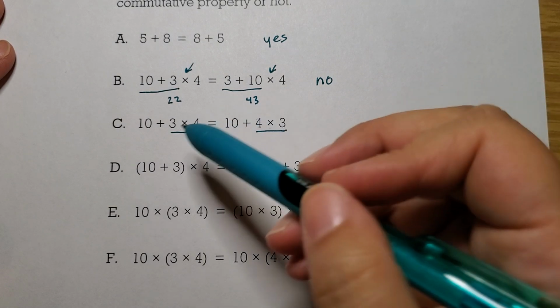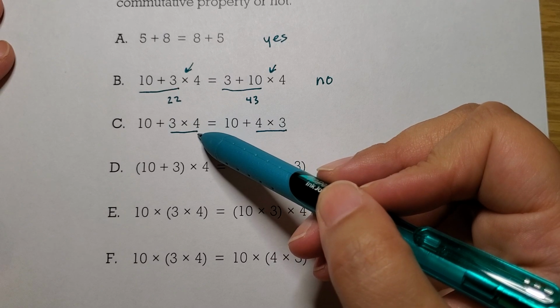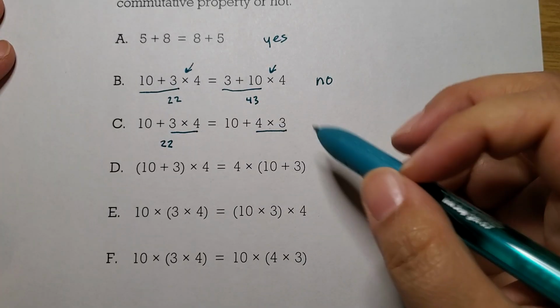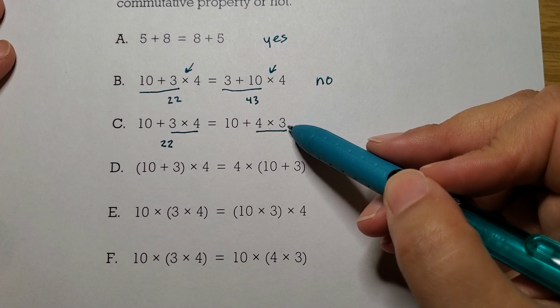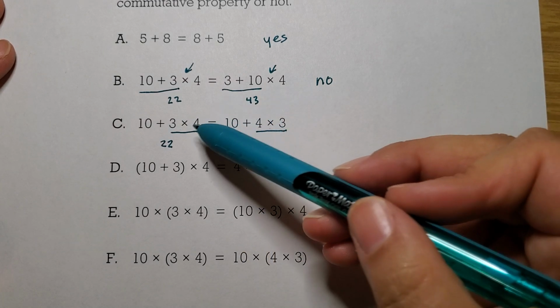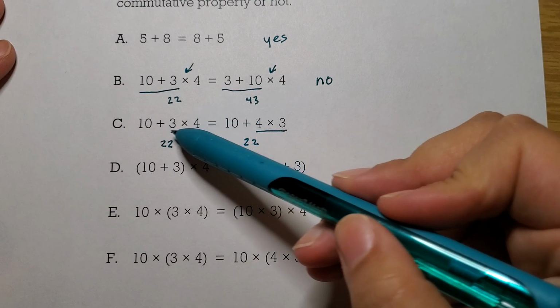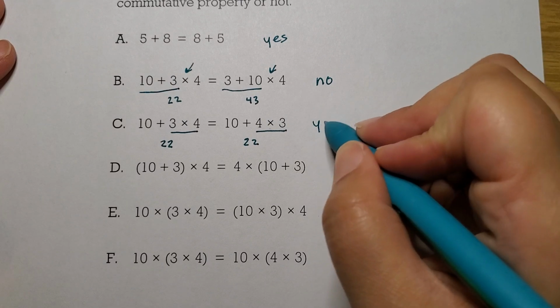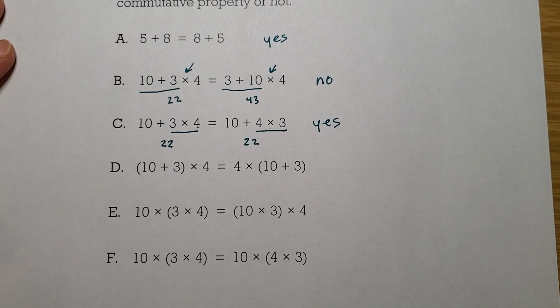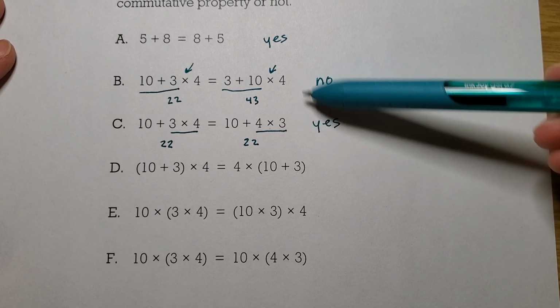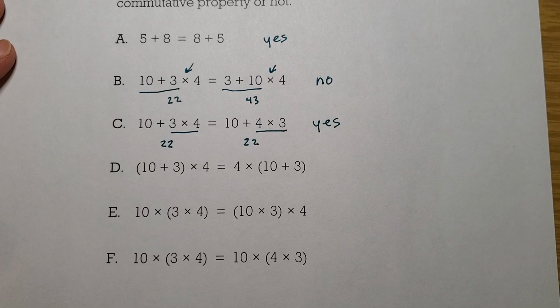Let's see if we get the same answer. 3 times 4 is 12, and 12 plus 10 is 22. 4 times 3 is 12, and 12 plus 10 is 22. So the balance is maintained in the equation, and here the 3 and the 4 changed order, and the 4 and the 3 changed order. So yes, this one does show the commutative property. So we can see this is a little bit sneaky, trying to find whether or not the property is demonstrated based off of our order of operations and how that impacts the property's use.